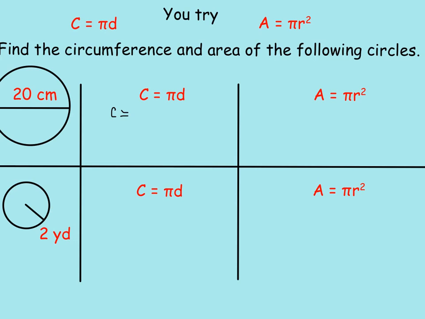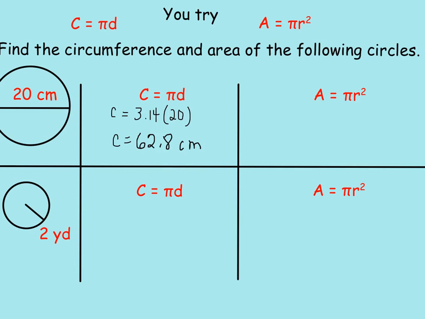Okay, let's go ahead and see how you did. The circumference for the first one should be 3.14 times 20. That gives us a circumference of 62.8. The units are going to be just centimeters.